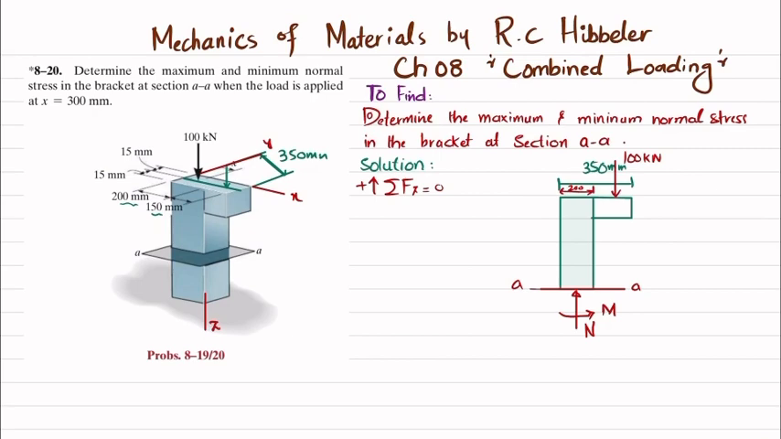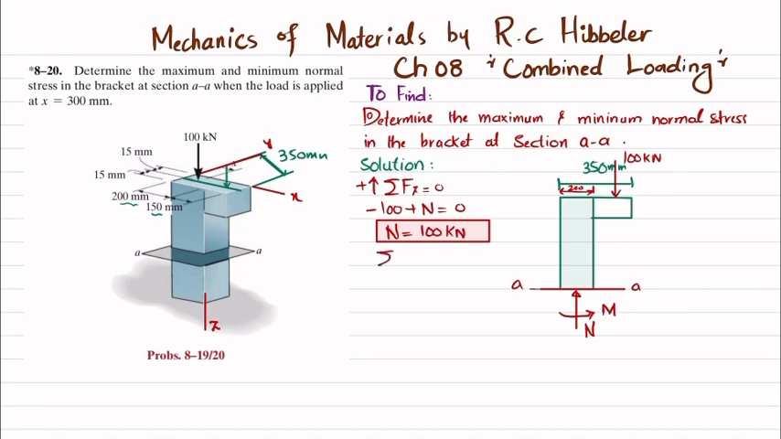About the z-axis, the vertical forces are this 100 kilonewton, which is shown over here, and this N force. So their sum must be equal to 0. So minus 100 plus N equals 0. It means that this normal force will be equal to 100 kilonewton. Now we will find this moment.